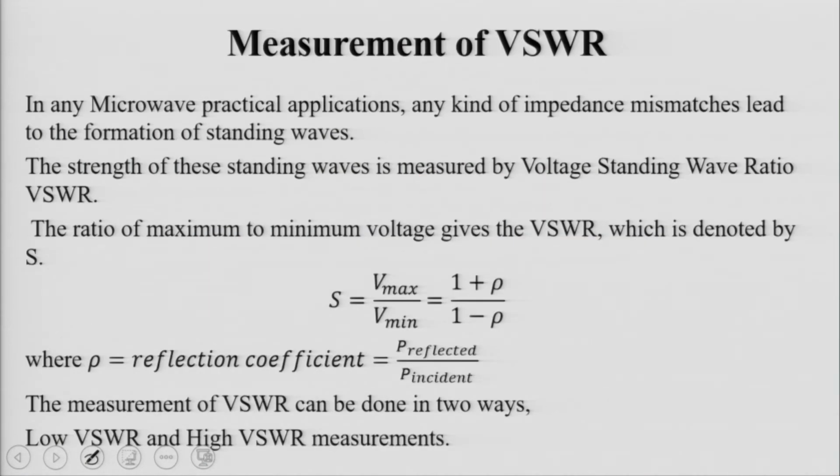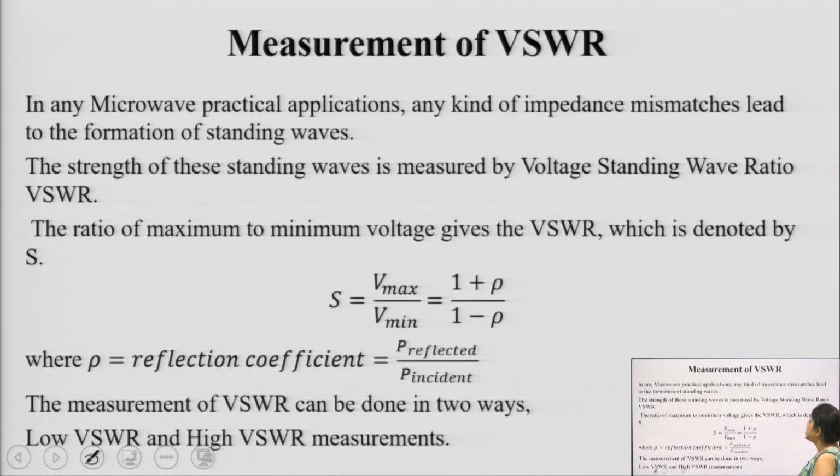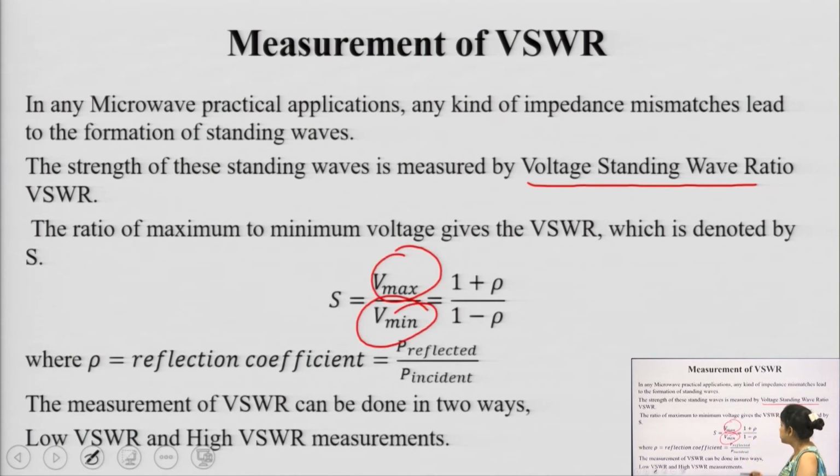Now, the measurement of the VSWR. The VSWR is basically our standing wave ratio, given by the ratio of Vmax upon Vmin, which is also equal to 1 plus rho upon 1 minus rho. And what is our rho? That is our reflection coefficient, equal to P reflected upon P incident. The measurement of VSWR can be done in two ways: low VSWR and high VSWR measurement.